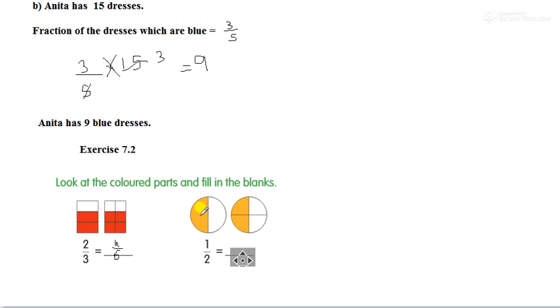Next here 2 parts are there. 1, 2. So the denominator should be 2 and the numerator is the colored part. Colored part is 1. So 1 by 2. Here how many parts? 1, 2, 3, 4. So the denominator should be 4 and the colored parts are 1, 2. So the numerator should be 2, 2 by 4.